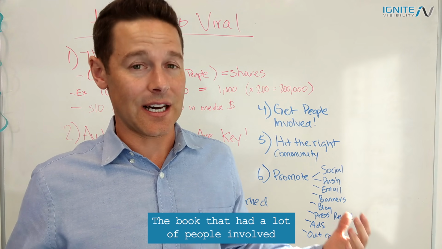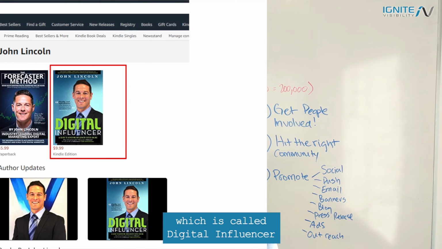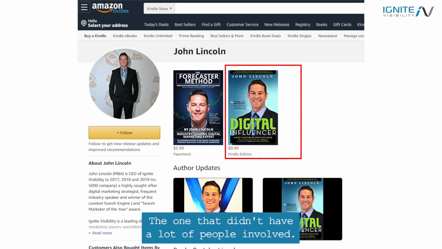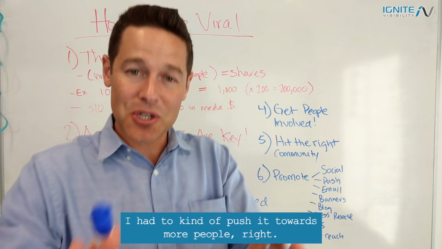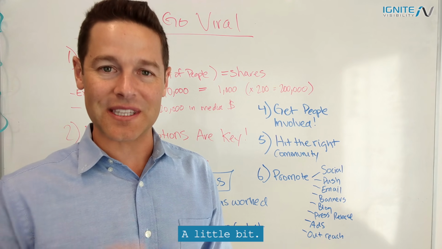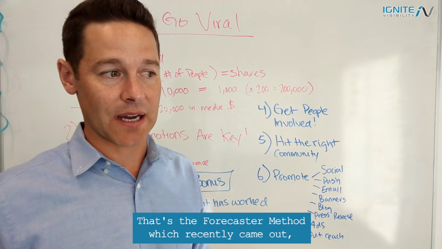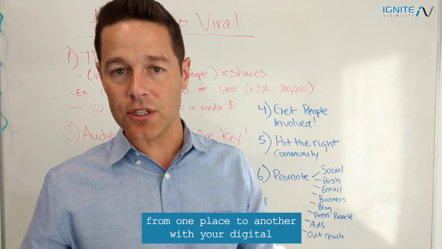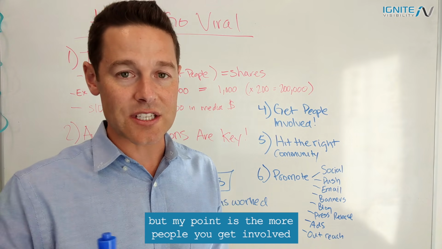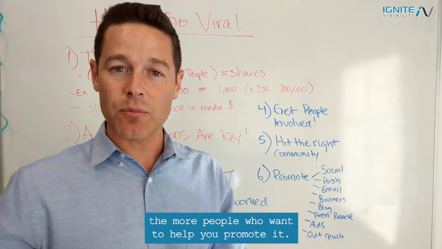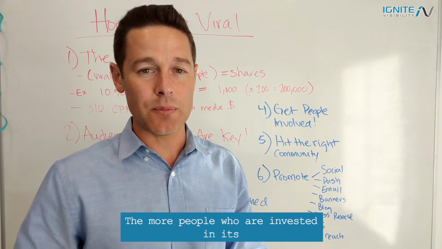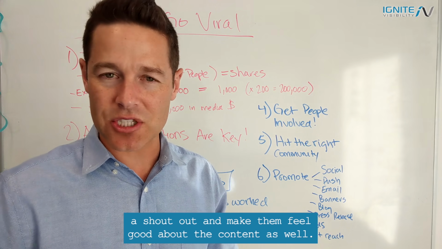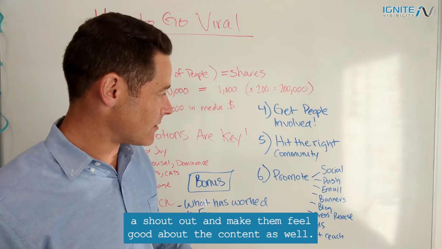The book that had a lot of people involved, which is called Digital Influencer, which you could find on Amazon, had a huge virality effect. The one that didn't have a lot of people involved, I had to kind of push it towards more people, right, a little bit. That's the forecaster method, which recently came out. It's about cost per acquisition and scaling from one place to another with your digital marketing budget. But my point is, the more people you get involved, the more people who want to help you promote it, the more people who are invested in its success. So get people involved and give them a shout out and make them feel good about the content as well.